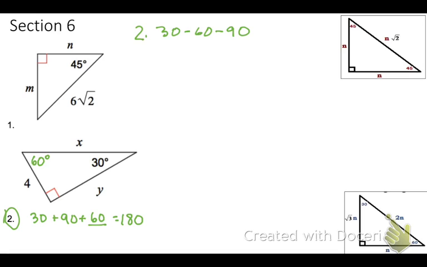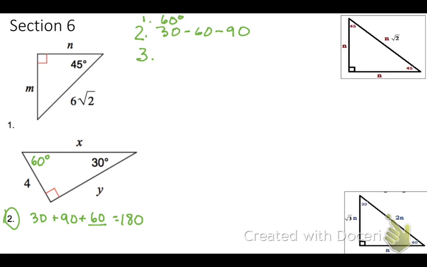Question number 1, find the missing angle measures. The missing angle measure was 60 degrees. Did I read that wrong? The last one looks like I probably did. Okay, so number 3, we're going to find the missing side lengths.